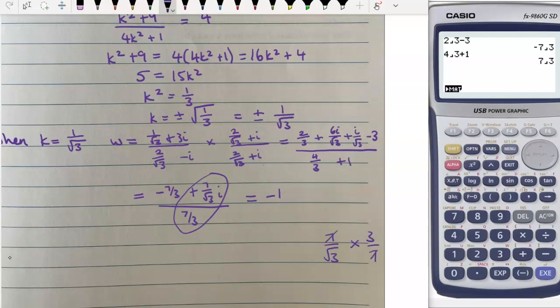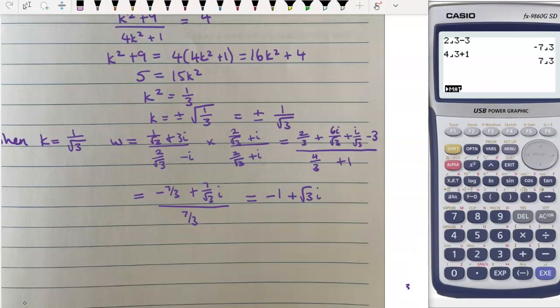So the 7's cancel, and we have 3 over root 3, which you would then rationalize the denominator again. So we times it by root 3 over root 3. And we end up with 3 root 3 over 3. The 3's cancel, so it's just root 3. So we end up with plus root 3i.